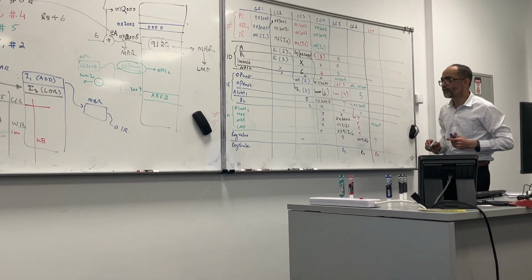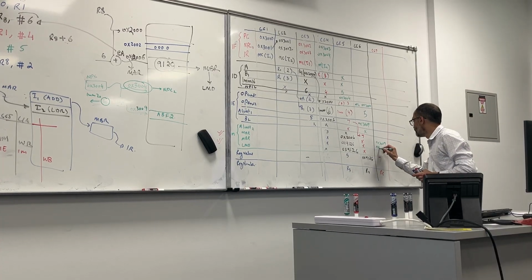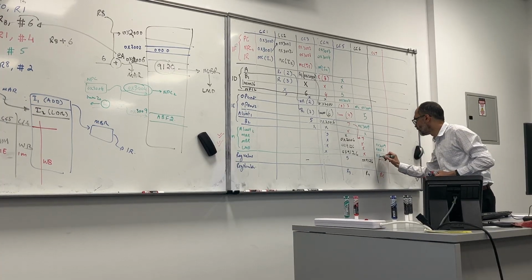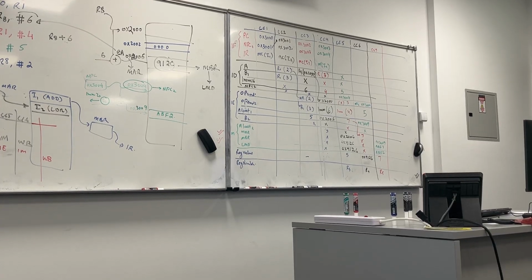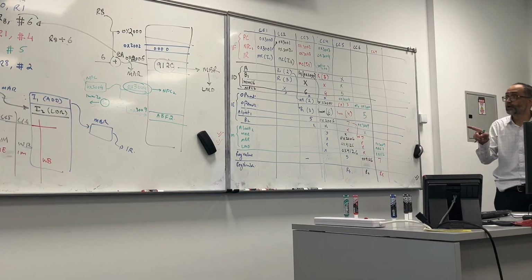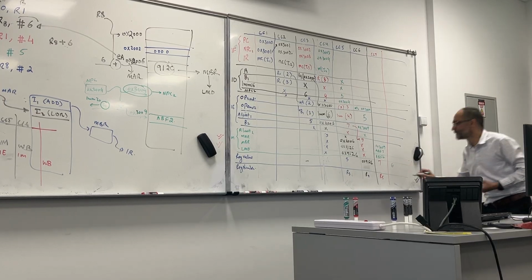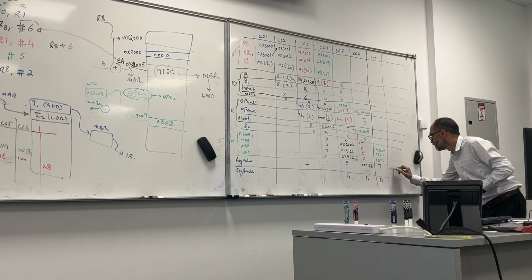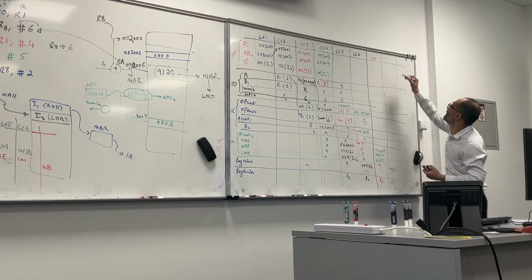3009 will be in MAR. What will be in MBR? ABF2 will be in MBR. And this ABF2 will also be in what? LMD, load memory data. You got it? And then it will be load memory data, and this ABF2 will go to which register? R6. So what is the value of R6? AB and R6. And this R6 will be overwritten in which clock cycle?